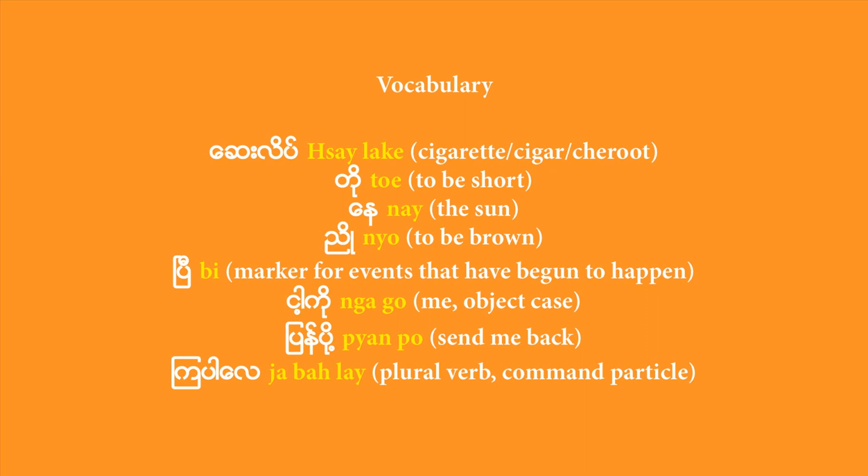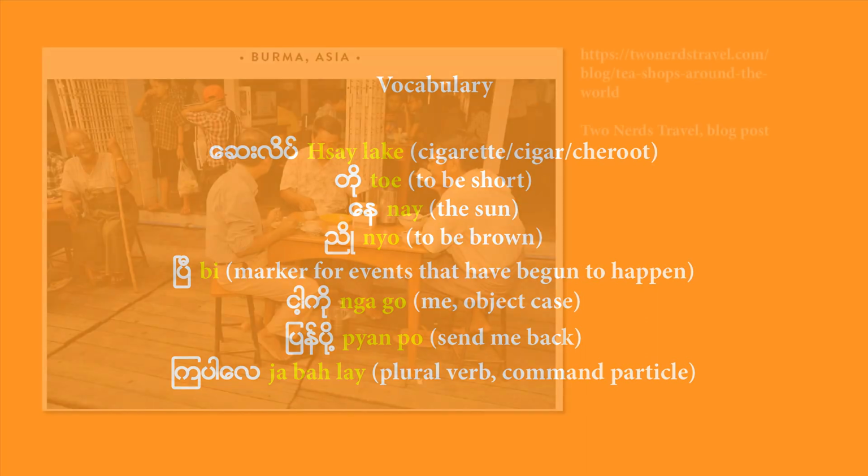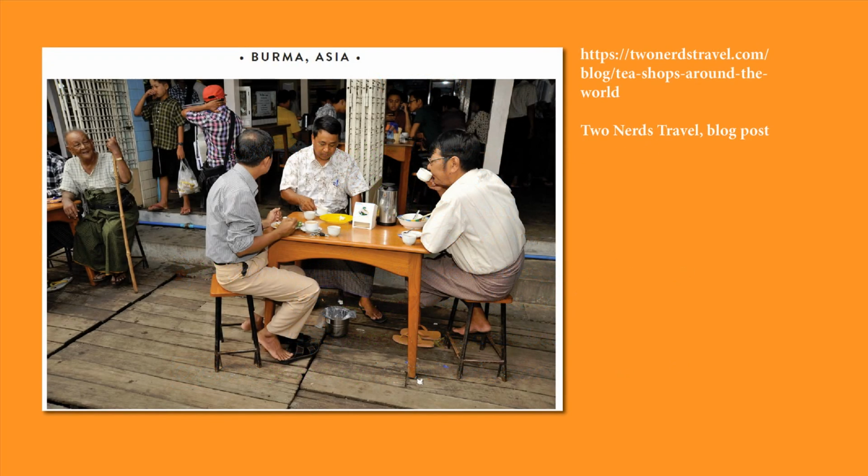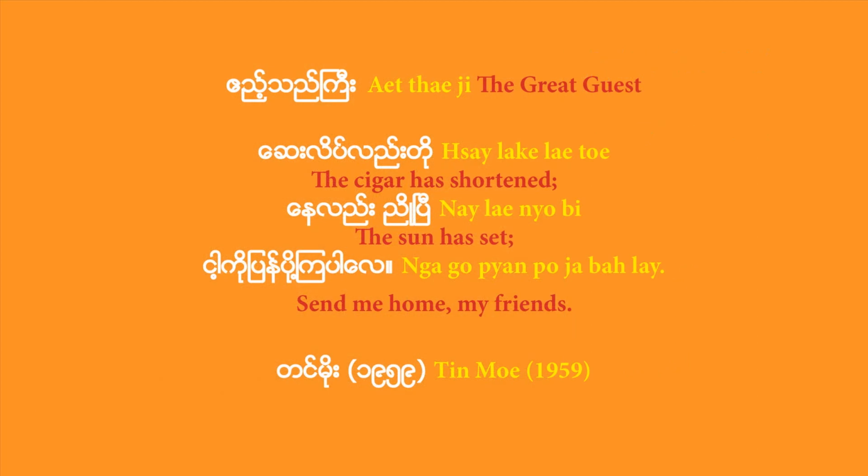The plural verb particle ja in jabale at the end of the poem tells us he's speaking to more than one person. When a verb is followed by ja, it means the action is to be taken by a group, more than one person, not a single person. Put them all together, you get the picture of the poet perhaps hanging out with some friends and suddenly realizing it's getting late, so he says, Sele leto ne le nyobi ngago piampo jabale. The cigar has shortened, the sun has set. My friends, take me home.